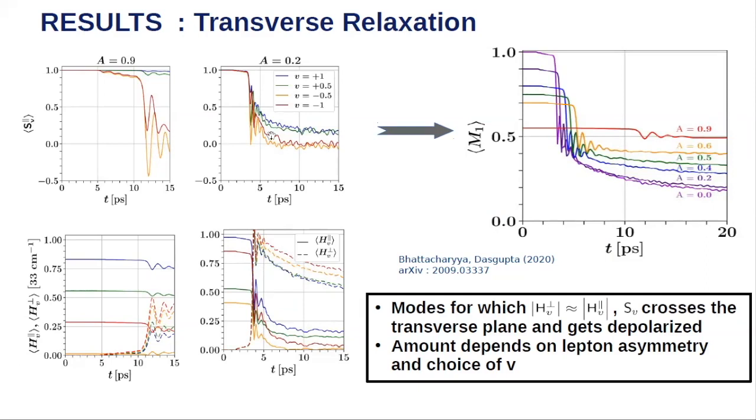As a result, the polarization vector shifts from its initial alignment along the z component. Due to the increase of the perpendicular component of the Hamiltonian, the polarization vector reaches the transverse plane, and when the perpendicular component of the Hamiltonian becomes of the same order as the parallel component, the different velocity modes get depolarized due to this transverse relaxation process.